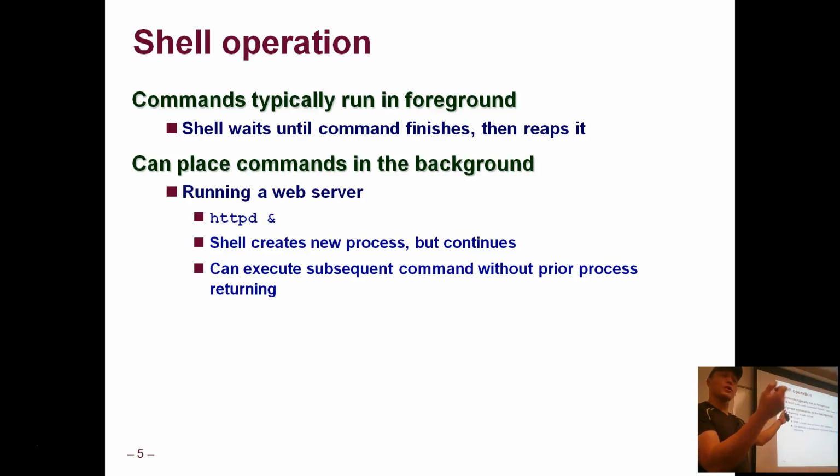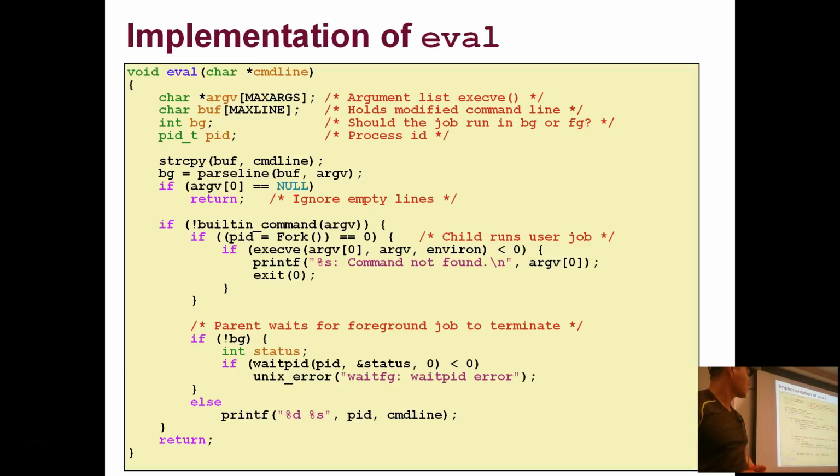This is a problem if you want to start up a server and you still want your command line, right? So if you're starting up a web server, you would say httpd and stick that in the background, and it's sitting there processing network requests, and then you as a user on this shell can continue to type commands. So that's what we want to implement eventually in our shell. Okay. So this is an implementation of that using this eval function.